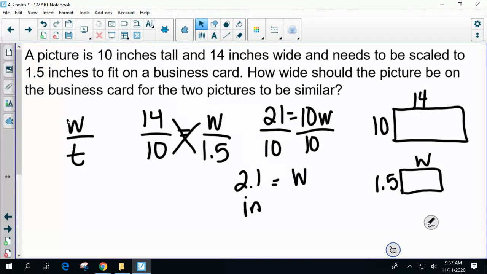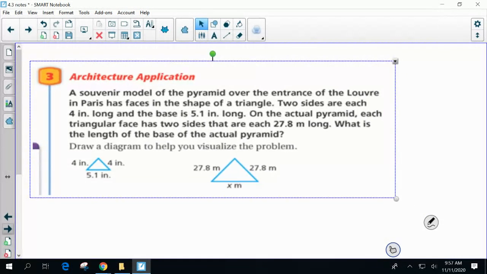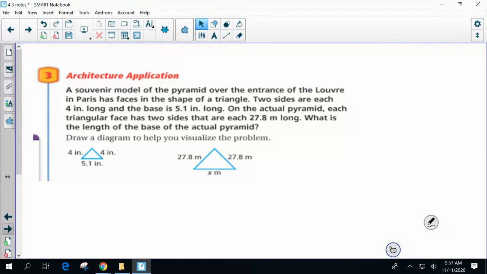Okay, let's look at the next problem. A souvenir model of the pyramid over the entrance of the Louvre in Paris has faces in the shape of a triangle. Two sides are each 4 inches long and the base is 5.1 inches long. On the actual pyramid, each triangular face has two sides that are each 27.8 meters long. What is the length of the base of the actual pyramid? So we're missing this base right here.